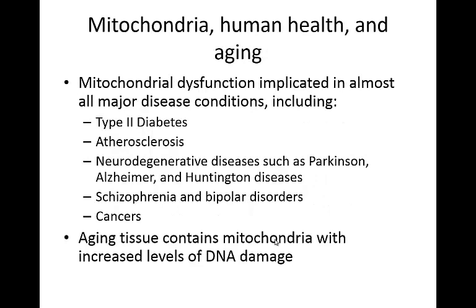So almost all major human disease conditions have mitochondrial dysfunction involved in some way. These can include type 2 diabetes, arteriosclerosis, neurodegenerative diseases such as Parkinson's, Alzheimer's, and Huntington's diseases, different brain disorders like schizophrenia and bipolar disorder, as well as many different types of cancers.